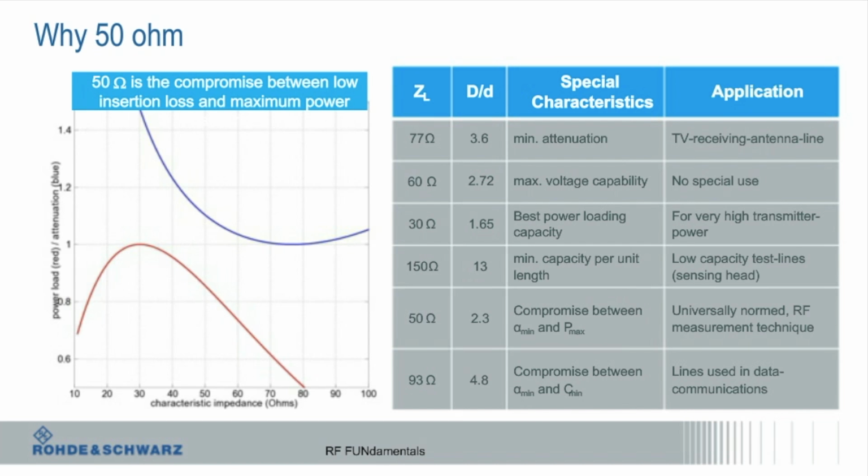30 has the best power loading capacity for high power transmitters, for example. 150 ohms is the minimum capacitance per unit length, so low capacitance test lines like sense heads on an ATE. And 50 ohms is a compromise in between. Then 93 ohms is a compromise between alpha min and C min, so this is used in data communications. I've had stuff in a past life where Intel did a lot of lines on a backplane that were 90 ohms.